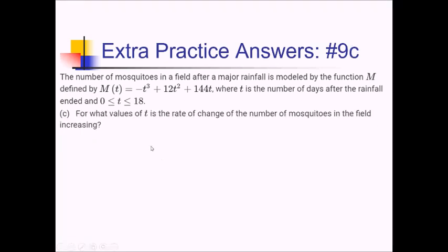For this part, we want to know for what t-values the rate of change of the number of mosquitoes in the field is increasing. So basically, we're asking where m prime, which is the rate of change of mosquitoes, is increasing. Well, that means we need to know where m double prime is positive. So m double prime, recall from part B, was negative 6t plus 24. To figure out where this is positive versus negative, I'm just going to find critical values by setting this equal to 0 and doing a little sign analysis.